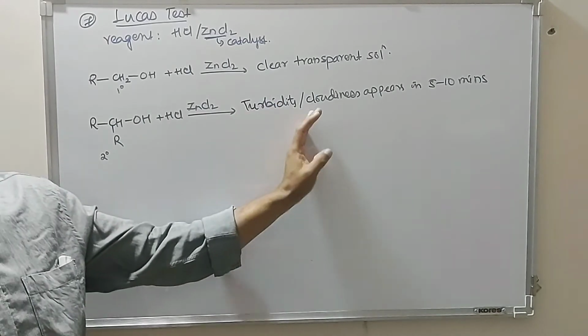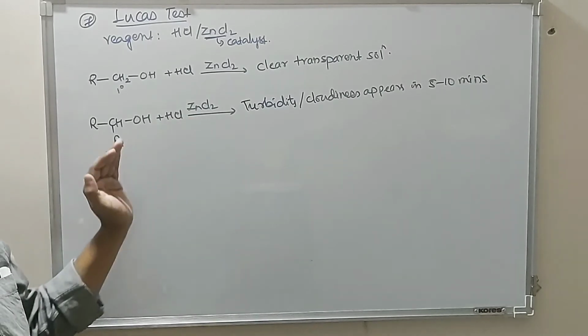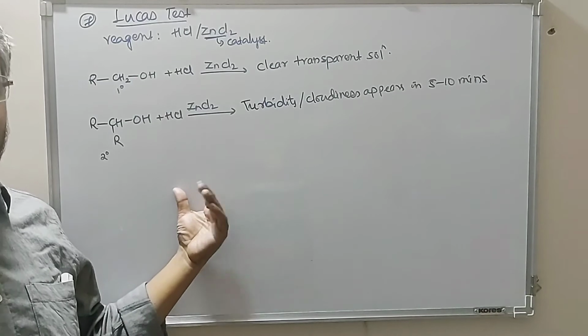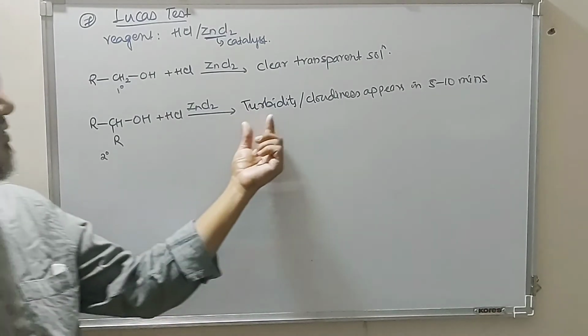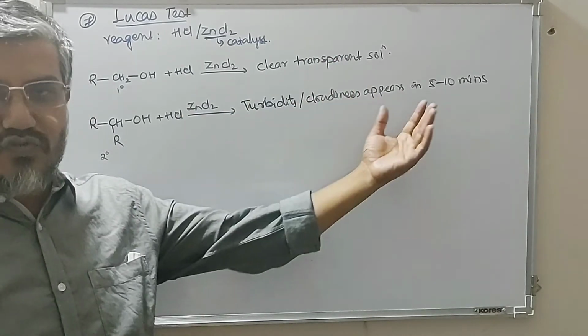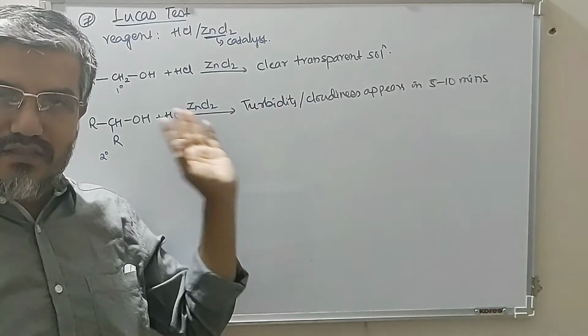So the secondary alkyl chloride is partially soluble in the reagent, but as the concentration of this secondary alkyl chloride increases, solubility decreases. Because of this the solution becomes cloudy or turbid in nature. So this will take time. Within 5 to 10 minutes, if turbidity appears, then this is secondary alcohol.